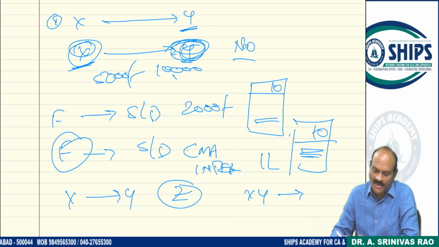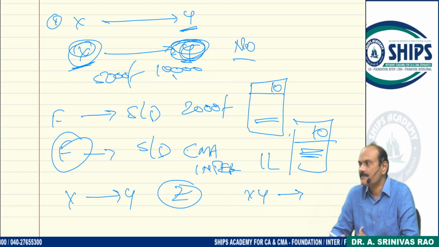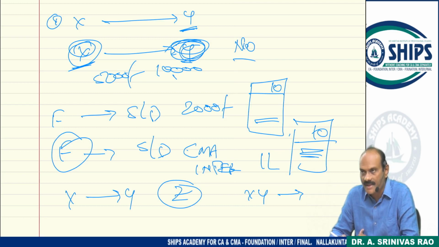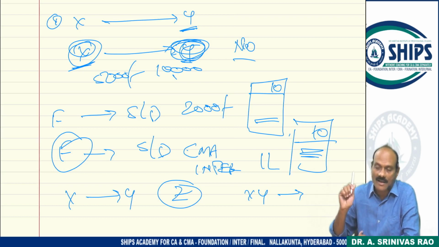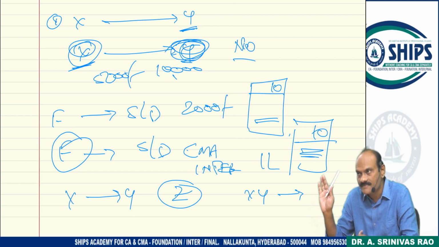X and Y come together. We do opium business. Illegal. Opium is a prohibited drug. Illegal one. Offer is there, acceptance is there, agreement is there, but it has no enforceability. That's why all agreements are not contracts. Am I making sense? Okay.